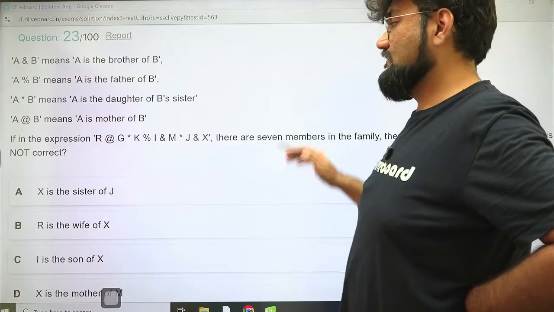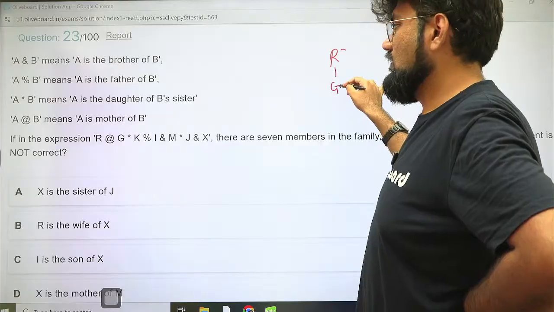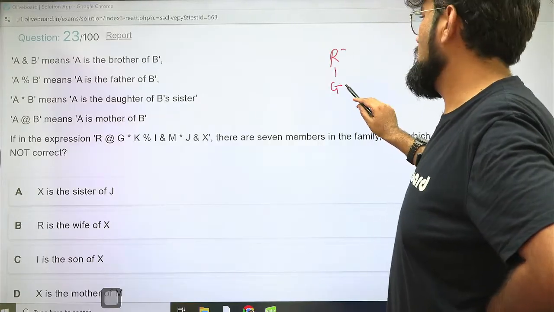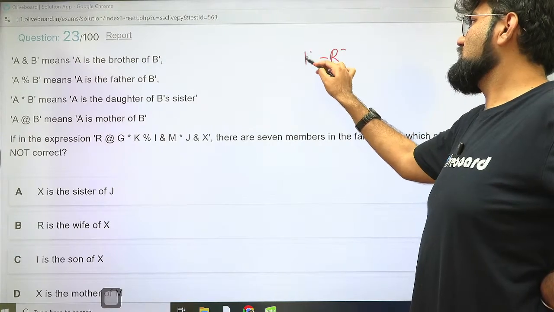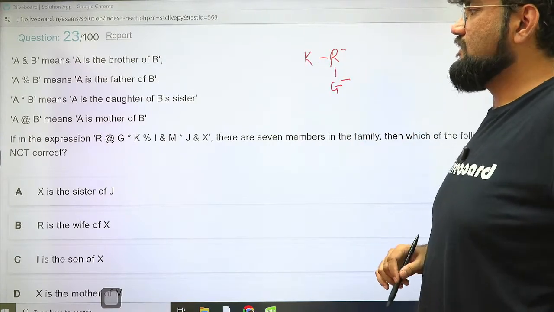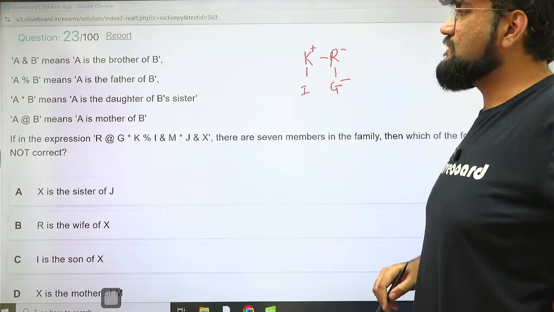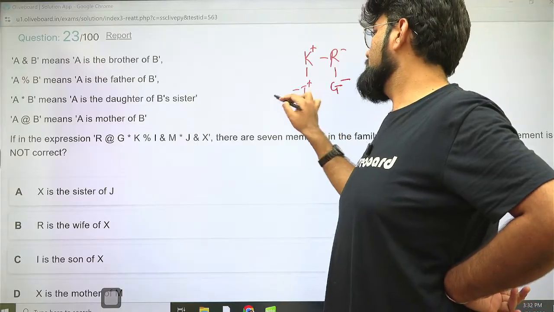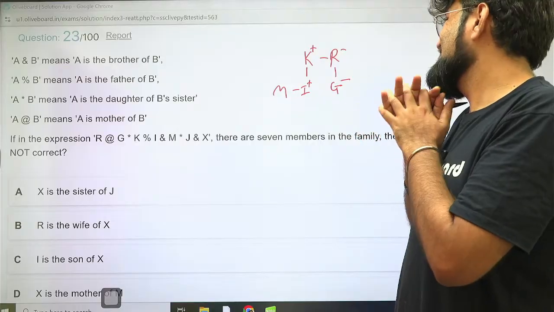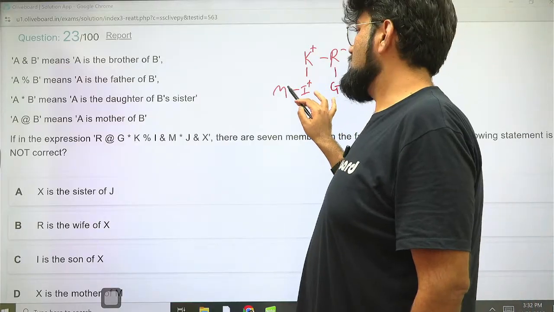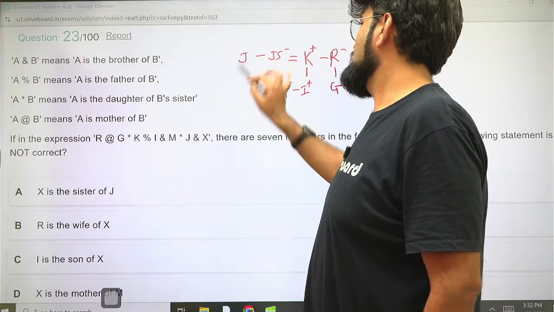Chalo, again. Hurry, haste makes waste. r@g, r is the mother of g. G asterisk k, g is the daughter of k's sister. So this is k. K's sister's daughter is g. K percent I, k is the father of I. I ampersand m, I is the brother of m. M asterisk j, m is the daughter of j's sister. So this is j's sister and this is j.